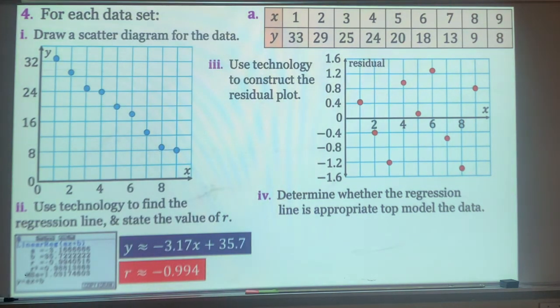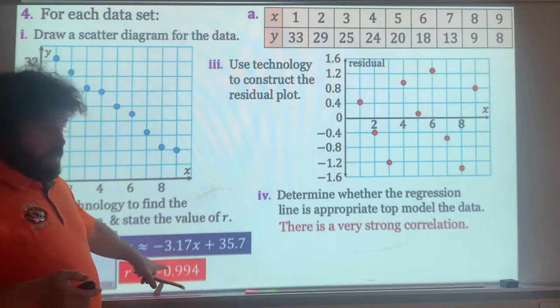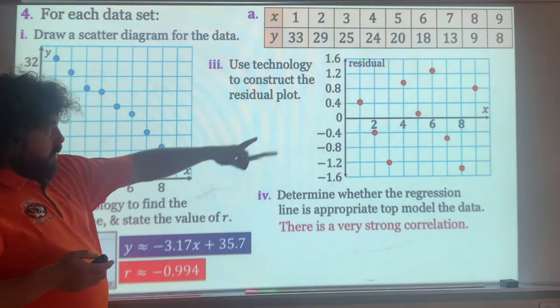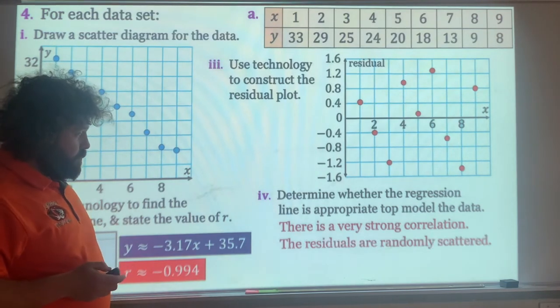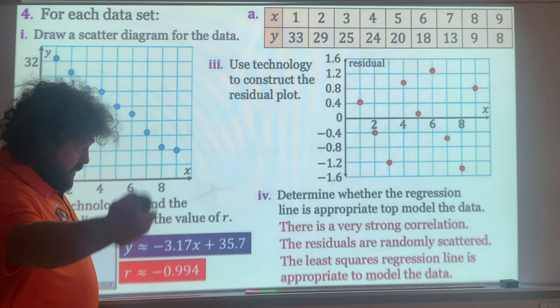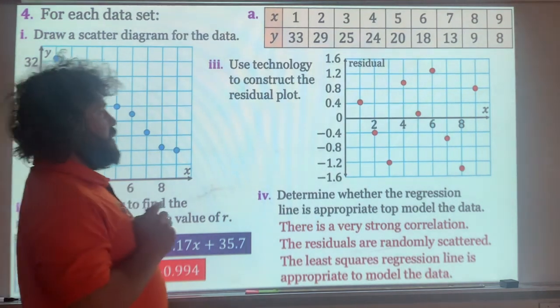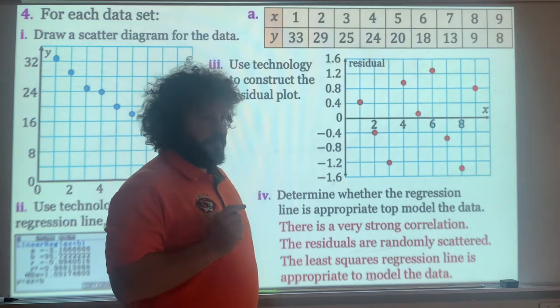Determine whether the regression line is appropriate. So, are those points random? There's a very strong correlation, so that's really good. Are those points random? Residuals are random. The least squares regression line is indeed appropriate for our data. Okay? That's it.